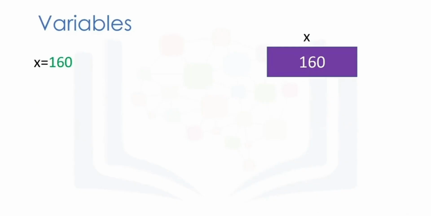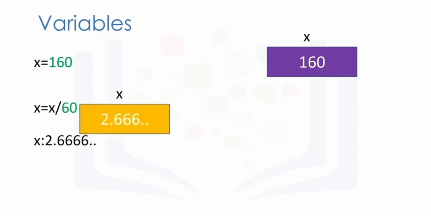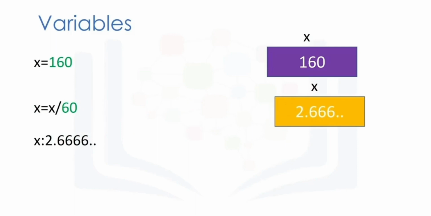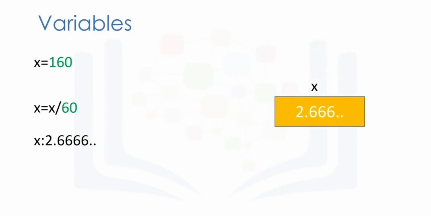We could also perform operations on x and assign the value to x. The variable x now has a value 2.666. As before, the old value of x is not important. We can use the type command on variables as well.